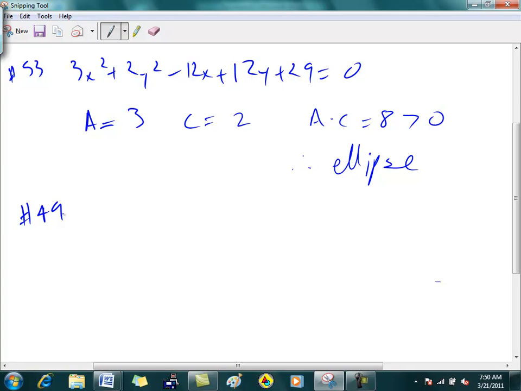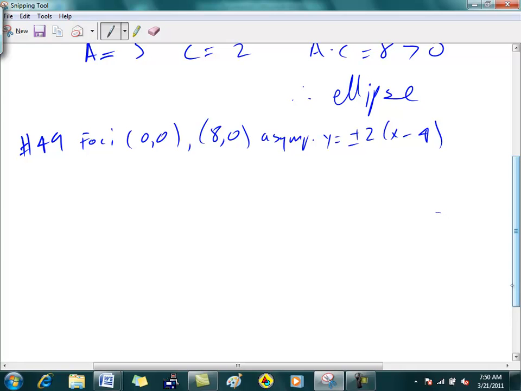49, where are we? Foci 0, 0, 8, 0, asymptotes at y equals plus or minus 2x minus 4. Okay, Mandy, what's the first thing you do? What's the first thing you do? Awesome. Henry? Sketch. Okay? Sketch.